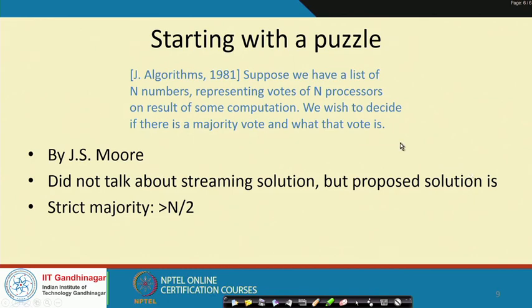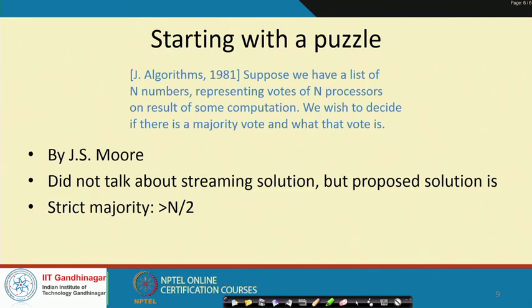So, let us start with a puzzle before we give the algorithms. Suppose we have a set of n numbers, and this puzzle was posed by J. S. Moore in 1981 in the Journal of Algorithms, and he posed it in the setting of distributed computing, but it's valid nonetheless in other settings also.